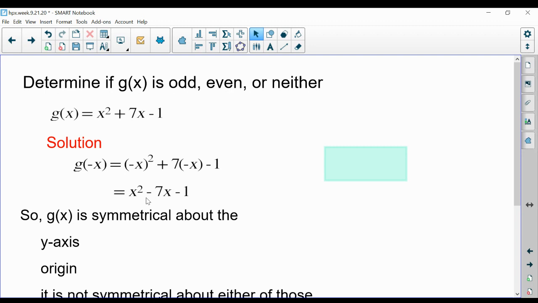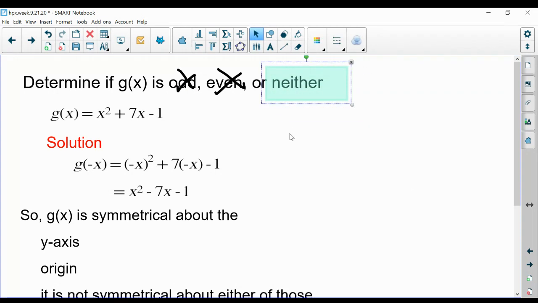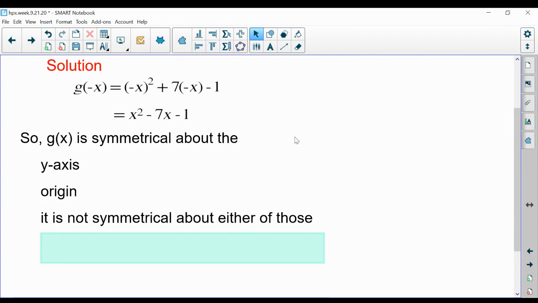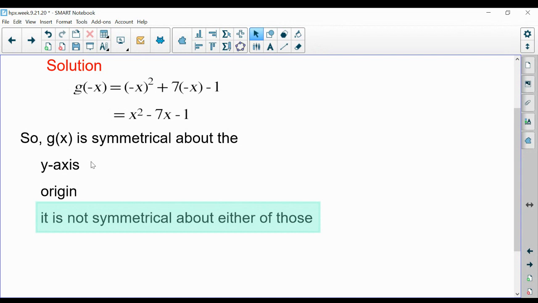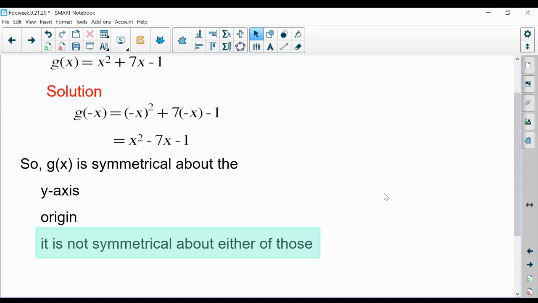So here, this is done. This is simplified. It's not the same. It's not g of x, so it's not even. But is it opposite? Is it the complete opposite of this? And the answer is no. The opposite of g of x would be negative x squared minus 7x plus 1. It would be the complete opposite. So it's not even, it's not odd, therefore it's neither. This g of x is an example of a function that is neither even nor odd. And since it's neither even nor odd, it's not symmetrical over the y-axis, and it's not symmetrical over the origin.